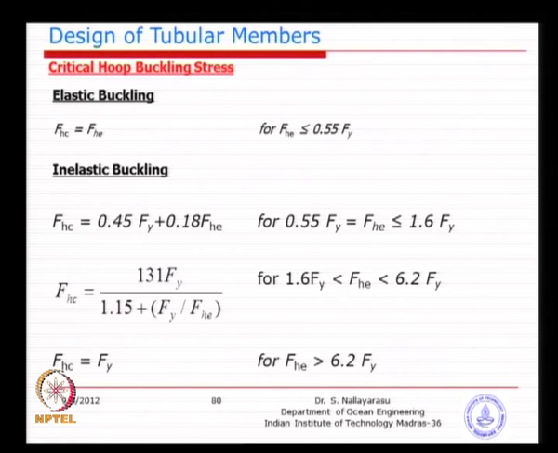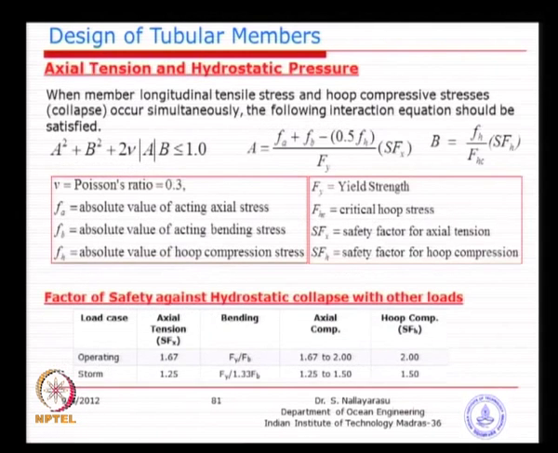The table also gives you additional information regarding the factor of safety related to the combination of hoop stress with other loads: axial tension, bending and axial compression. You can see here a typical factor of safety of 1.67, which will yield about 0.6 as the allowable stress. Tension and compression are similarly 1.67, but the code actually gives you a range.